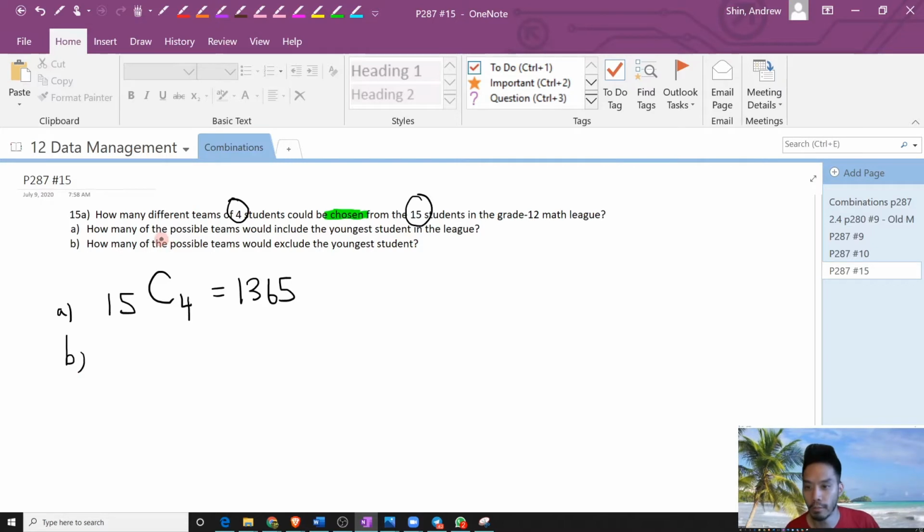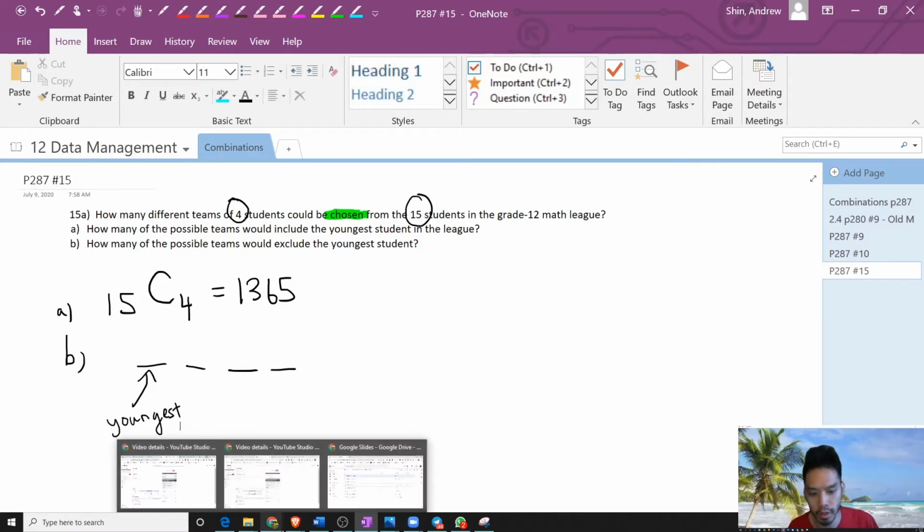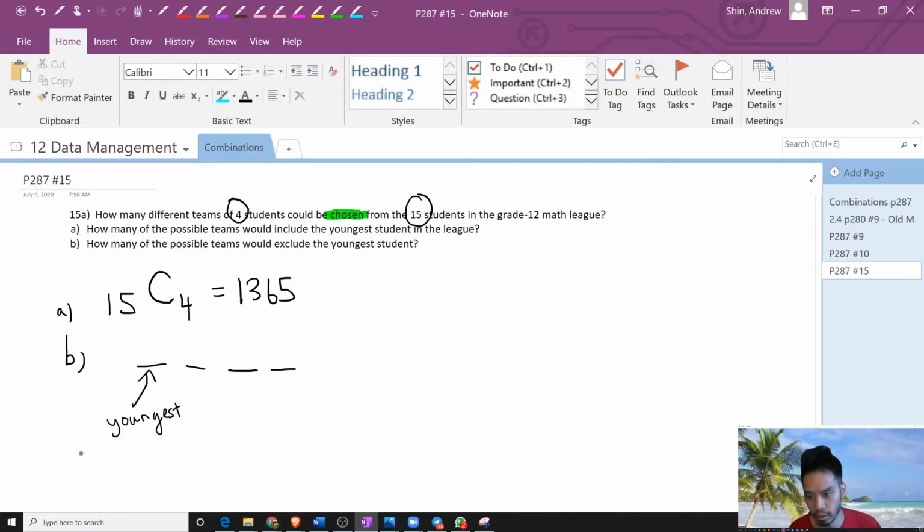Okay, part B: how many of the possible teams would include the youngest student in the league? So there's 4 students on the team, 1, 2, 3, 4, and you've got to include the youngest. And how many youngest people are there among 15 students? There's only going to be one youngest person. So right there, that's going to be 1 choose 1. There's one youngest person possible, and you have to choose that one. So there's only one possible choice here.